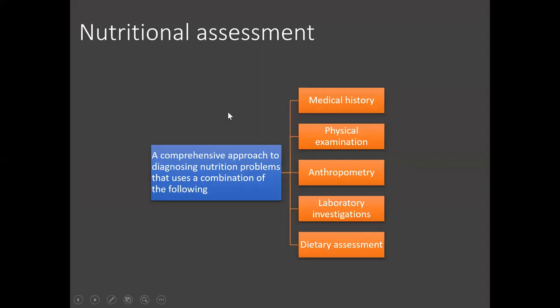So how do we do a nutritional assessment? We do nutritional assessment by taking a detailed medical history, physical examination, anthropometry, laboratory investigation, and dietary assessment. So it is the same as usual in clinical practice, except these two measurements, which are the anthropometry and the dietary assessment, and we will talk about them later on today.